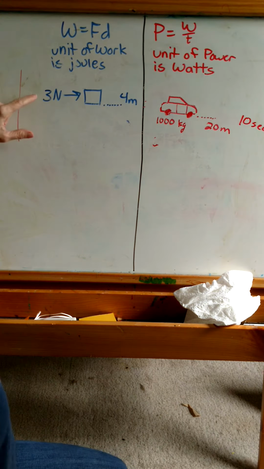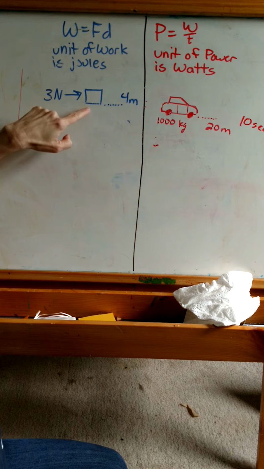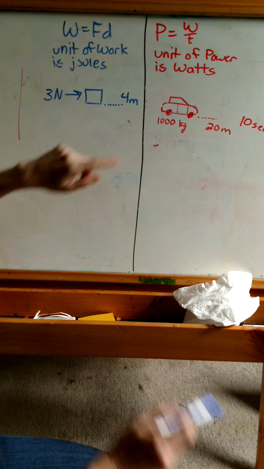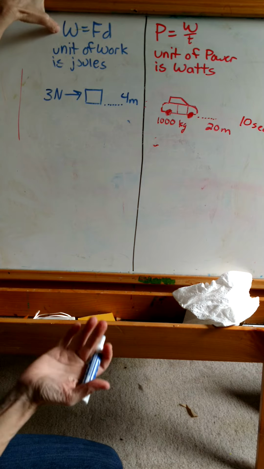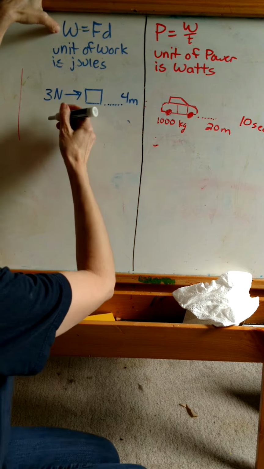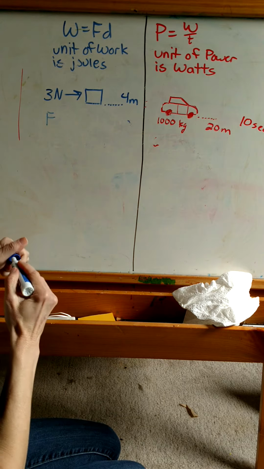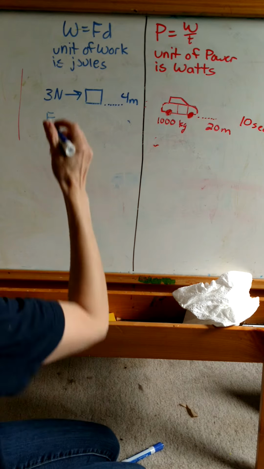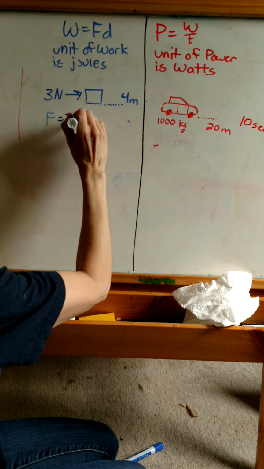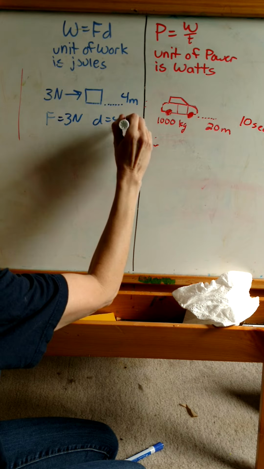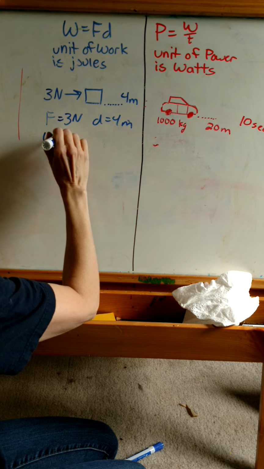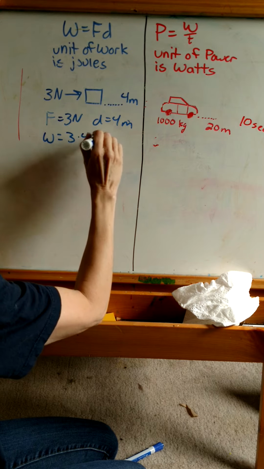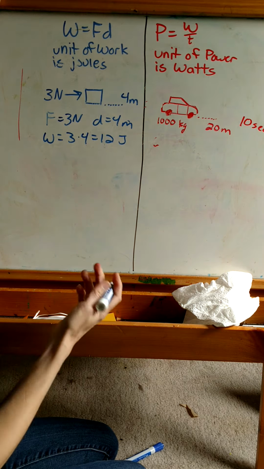Okay, let's say that I use 3 newtons of force to move this box 4 meters. My formula is work equals force times distance. My force is 3 newtons. My distance is 4 meters. So my work is 3 times 4 equals 12 joules of work.